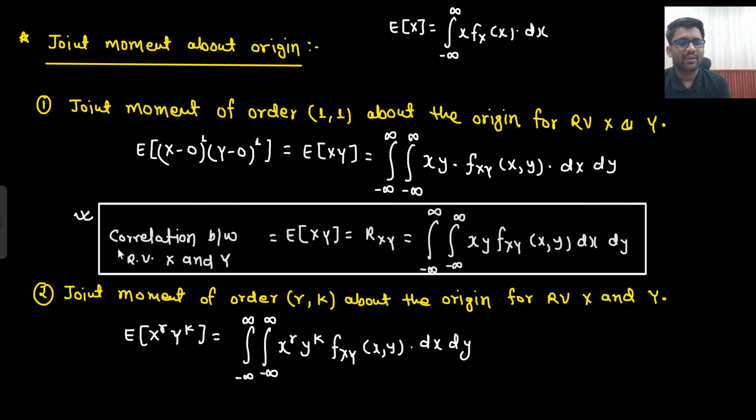Correlation between random variables x and y is given by the integral of xy fxy(x, y) dx dy, and the notation is rxy. So this notation should be clear, and this definition should also be clear.